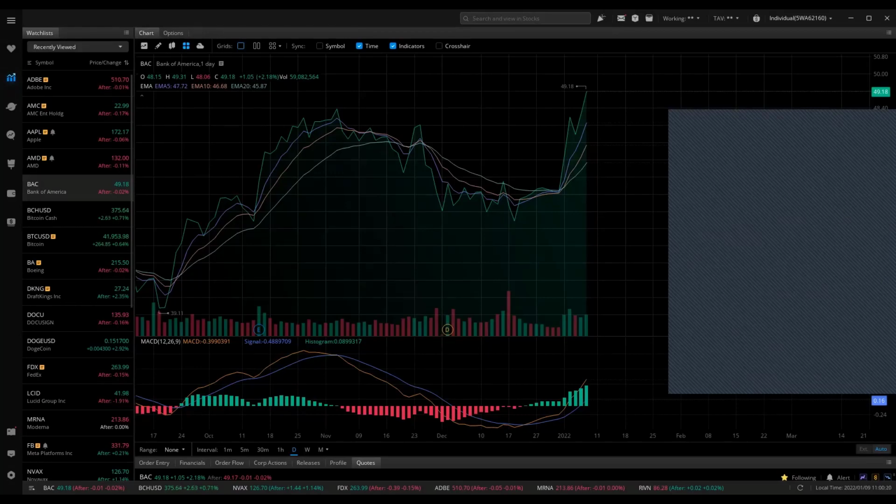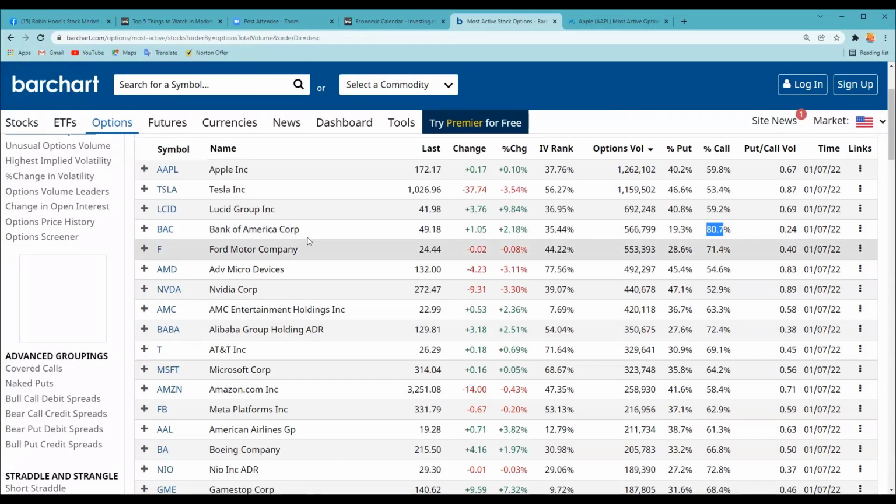Let's switch back over here. So Bank of America. Let's say we identified highly unusual activity because we're at an 80% call ratio. It's on the list when it's not normally on the list. It's green. And so we need more information.